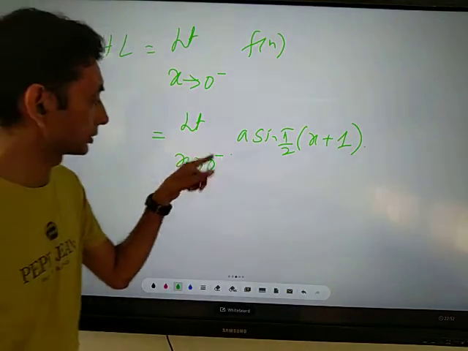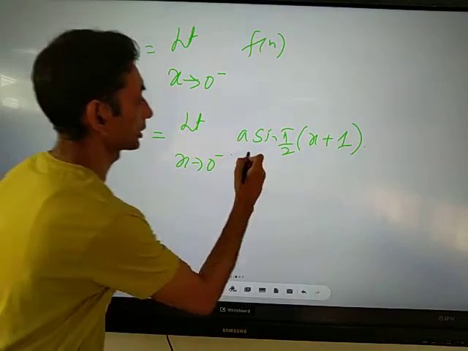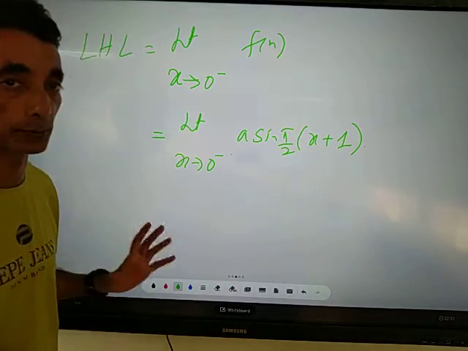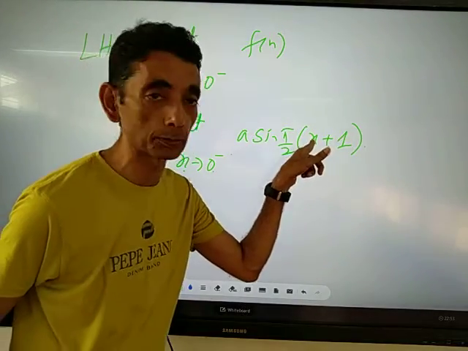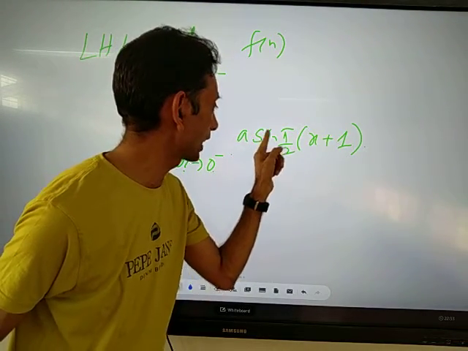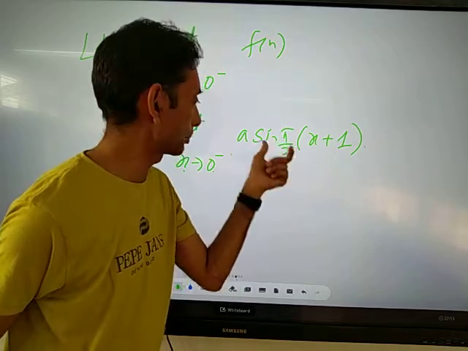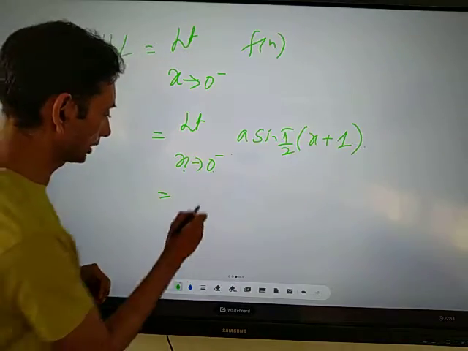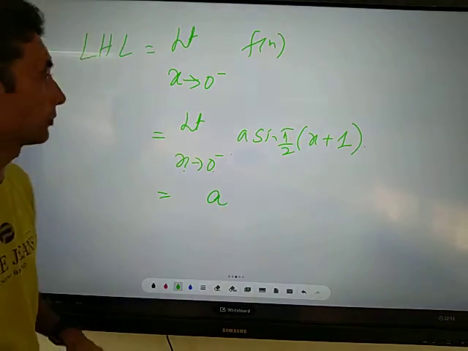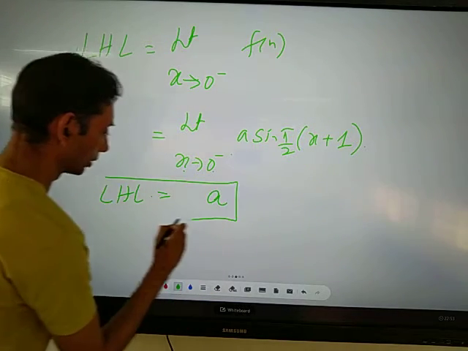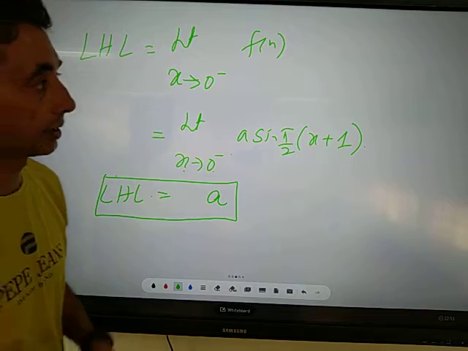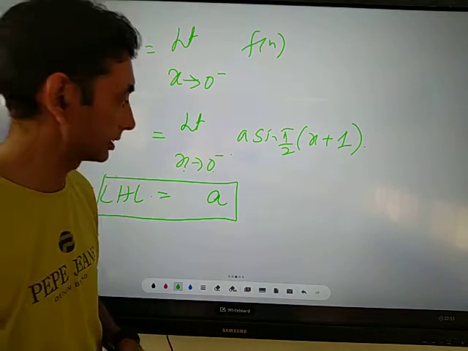For x approaching 0 minus, the function is given as a sin(pi by 2 x) plus 1. If x approaches 0, this will be a sin(pi by 2). Sin(pi by 2) is equal to 1, so this is equal to a. Therefore, the left hand limit is equal to a.